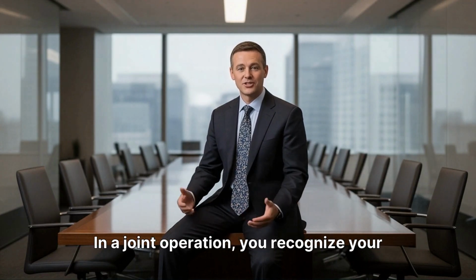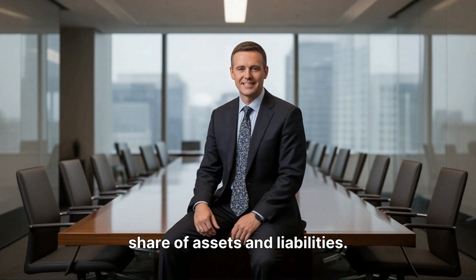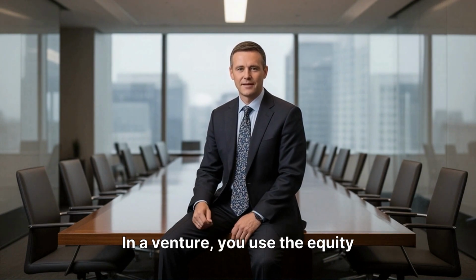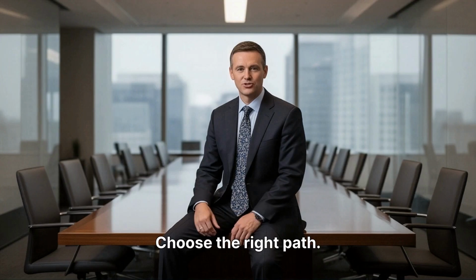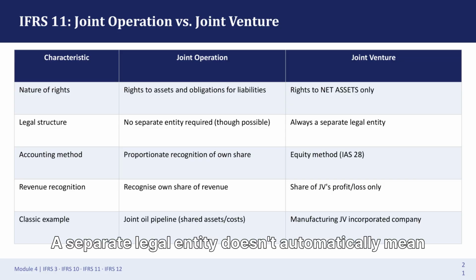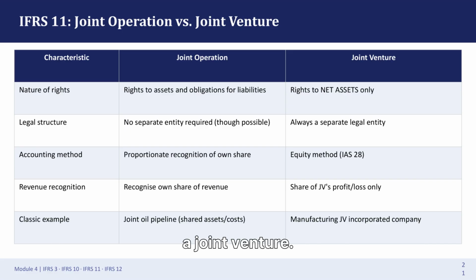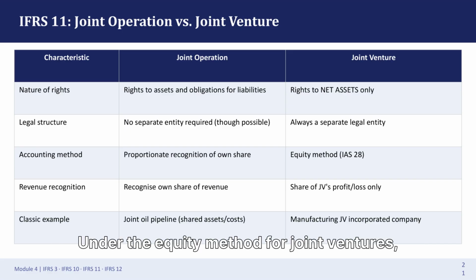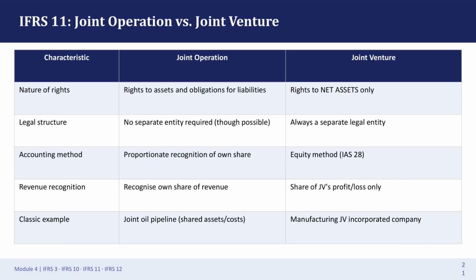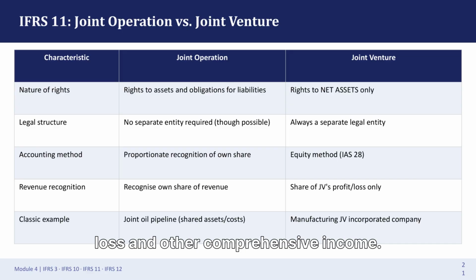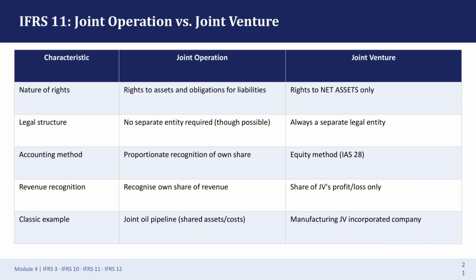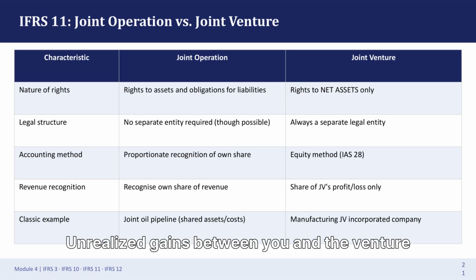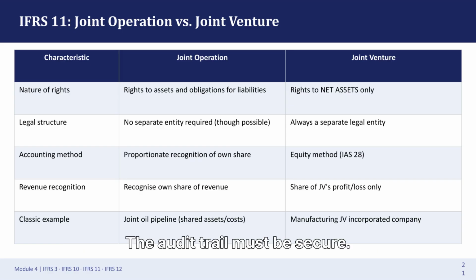In a joint operation, you recognize your share of assets and liabilities. In a venture, you use the equity method. Choose the right path. A separate legal entity doesn't automatically mean a joint venture. If the parties take all the output, it's likely a joint operation. Under the equity method for joint ventures, you recognize your share of profit or loss and other comprehensive income. Unrealized gains between you and the venture must be eliminated. The audit trail must be secure. Follow the hierarchy. Information is power.